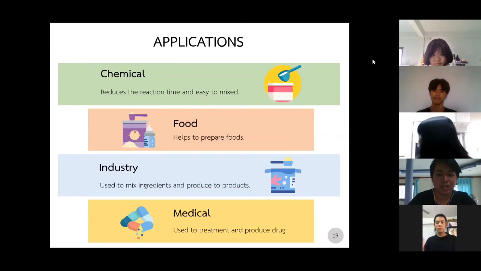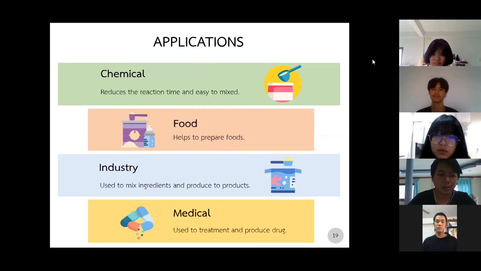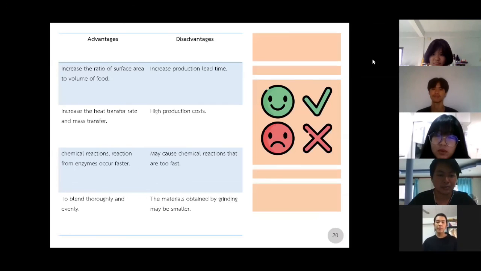Industry: size reduction is used to mix ingredients together and produce products such as washing powder. In addition, it will also save energy and money. Medical: size reduction is used in treatment and to produce a range of products such as drink powder and capsules. Next. And finally, size reduction is the way to cut or break solid particles into smaller pieces in the material processing industry. And the advantages and disadvantages.